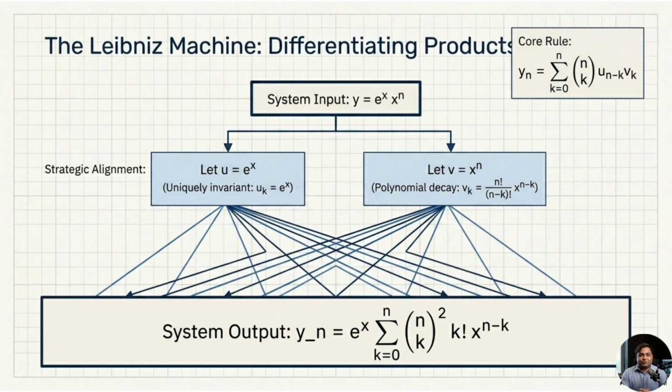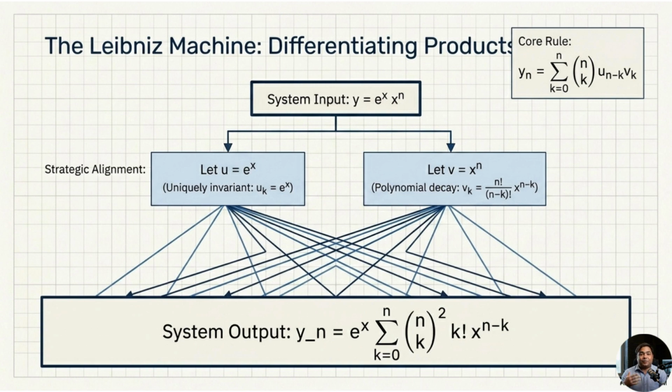The Leibniz rule can be explained verbally as follows: the nth derivative of a product equals the sum from k equals 0 to n of n choose k multiplied by the (n minus k)th derivative of the first function multiplied by the kth derivative of the second function. This may sound complicated, but the idea is simple. When we differentiate a product many times, the derivatives can be distributed between the two functions in different combinations. The binomial coefficient tells us how many ways those combinations occur.